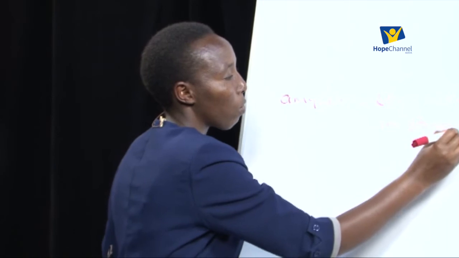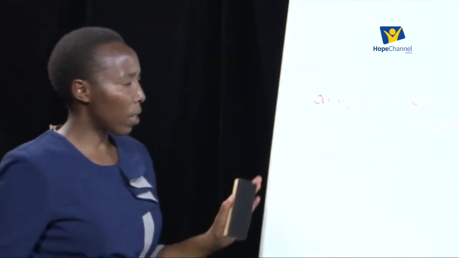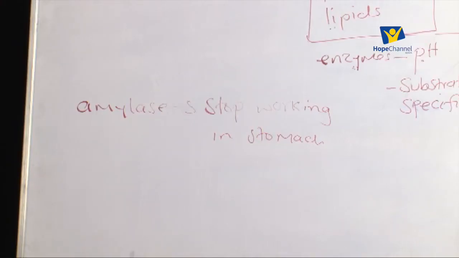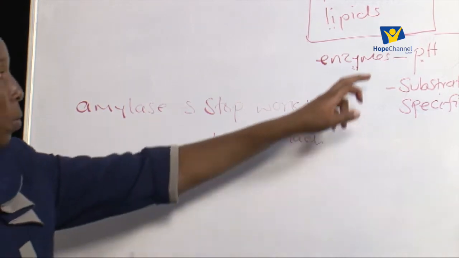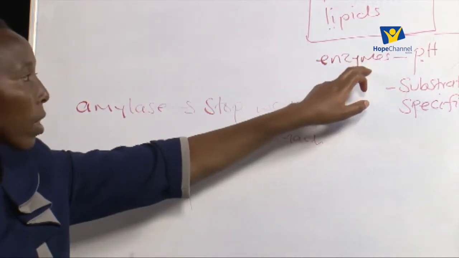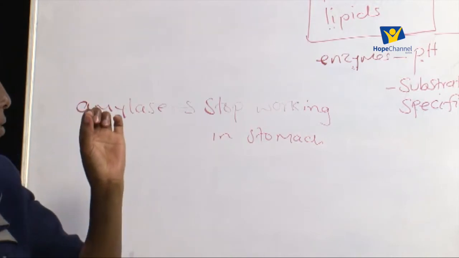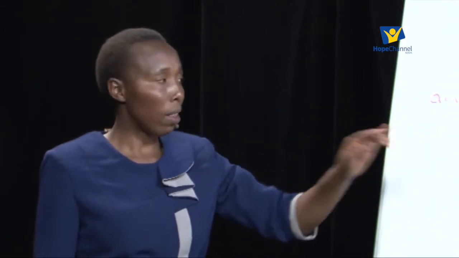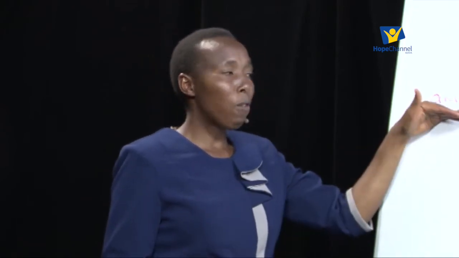Someone will ask you a question: Teacher, why do you think salivary amylase cannot work in the stomach? I refer you to what we said, pH. Enzymes are sensitive to change in pH. In the stomach, the pH is acidic, but in the mouth, it was alkaline. Meaning, amylase works best in alkaline and not in the acidic environment. That is why the moment the food gets into the stomach, the work of amylase stops.